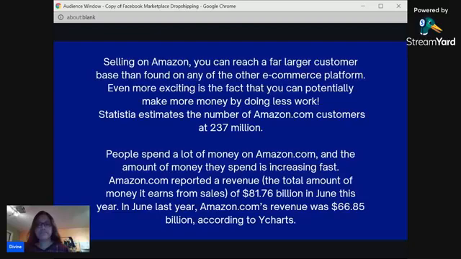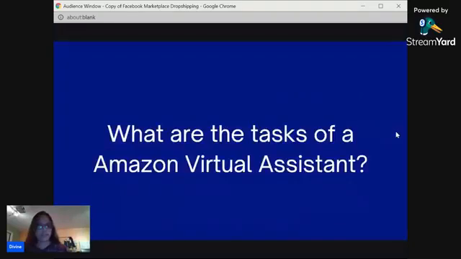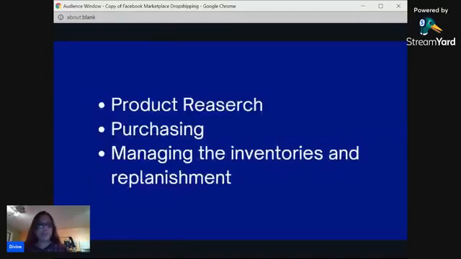Okay, so what are the tasks of an Amazon virtual assistant? Number one, we are talking arbitrage, because Amazon has different business models. Right now we are focusing on arbitrage. As an Amazon arbitrage VA, what we do is product research. This is the life of the business, because if you don't have the right product, a product that sells and has a good profit, there's no business. So it's very important that you master product research.